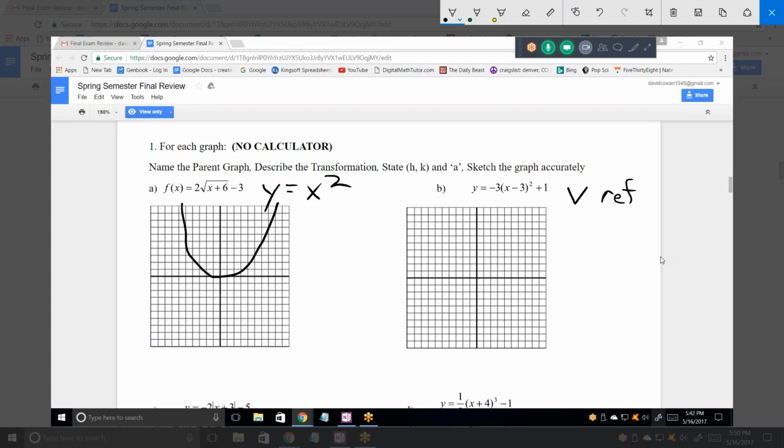Okay, the next thing, what's the 3 do? Makes it bigger. Vertical what? Stretch. By 3. What's the minus 3 do? It's a horizontal shift. Which way? To the right, 3. And finally, what's the plus 1 do? Moves up 1. Vertical shift, up 1.